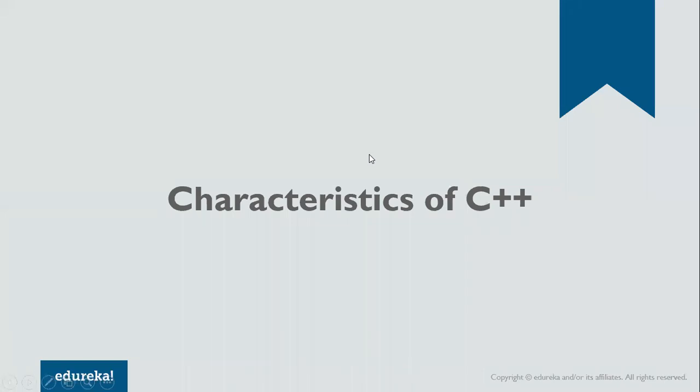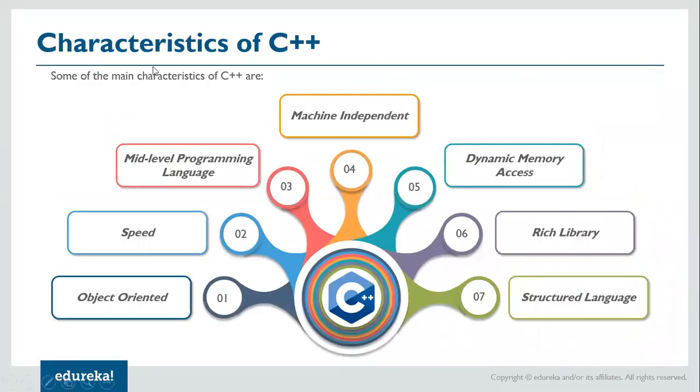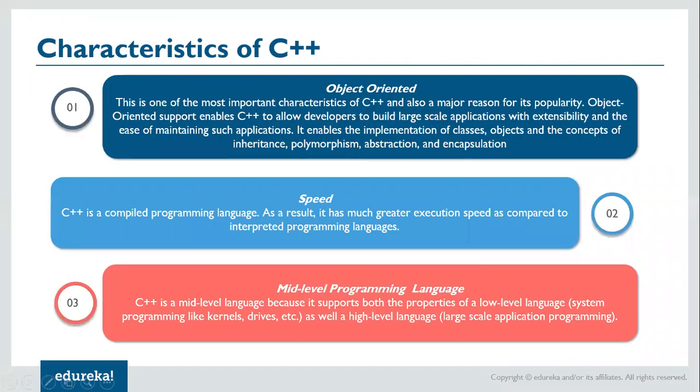So what are some of the characteristics of the C++ programming language? These are some of the important characteristics. C++ is object oriented, it has good speed or very good performance, it is a mid-level programming language, it is machine independent, we can have dynamic memory access capability in C++, it has a rich set of libraries, and it is a structured language. So let us look at these concepts one by one in detail.